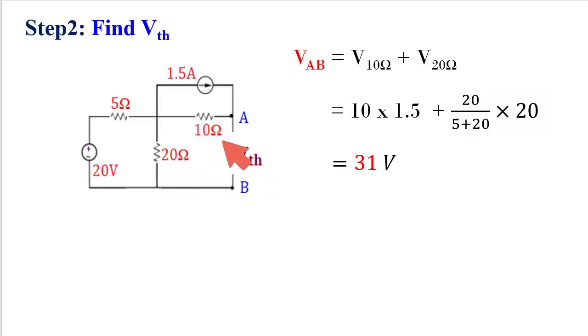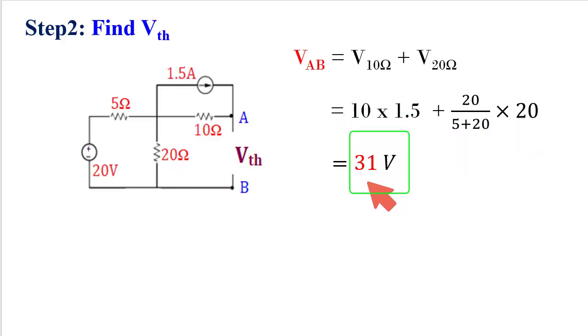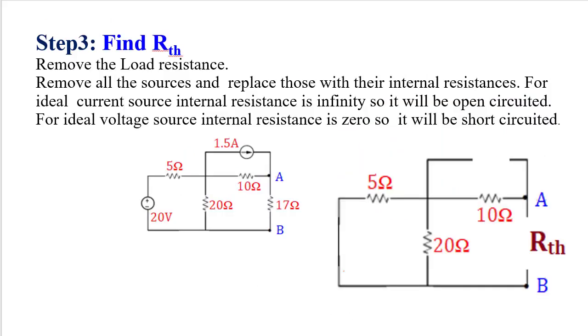VTH is equal to the potential across this 10 ohm plus the potential across this 20 ohm. So ultimately VTH is 31 volts. Now to find RTH, the load resistance of 17 ohm will be disconnected and all the sources will be replaced by their internal resistances. So the voltage source will be short circuited and the current source will be open circuited. So this is the circuit to find RTH.